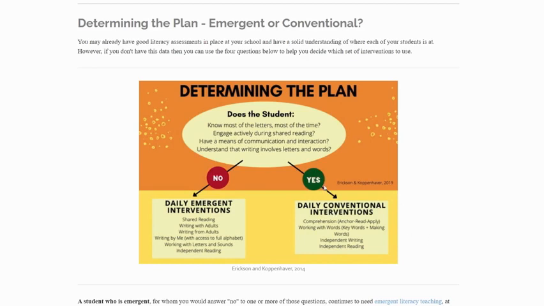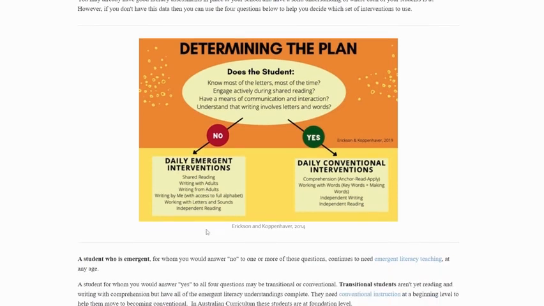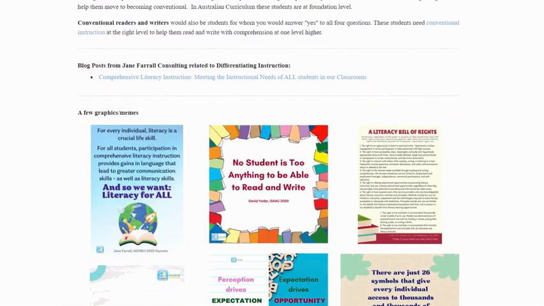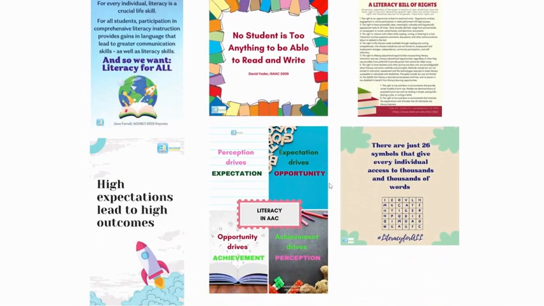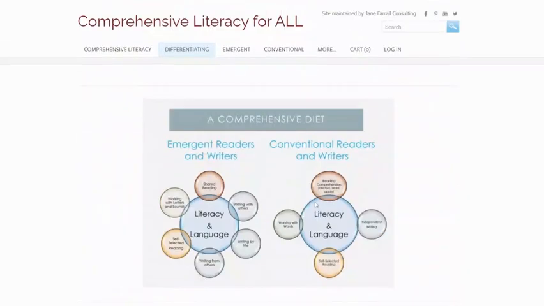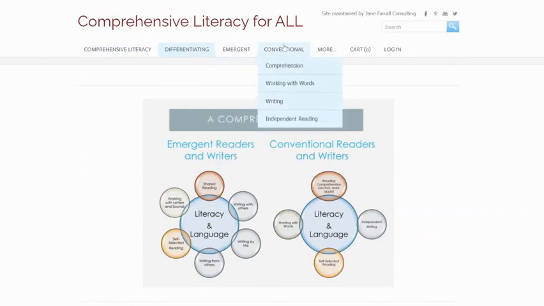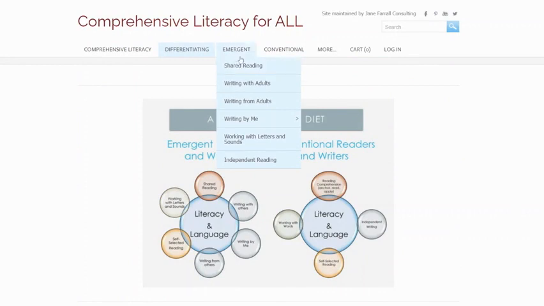If, however, not all of the answers to those questions is yes, we would look at supporting that student through daily emergent interventions, including shared reading, writing with adults, writing from adults, writing by me or independent writing, working with letters and sounds, and independent reading. So there's additionally some other graphics and means that you could share with staff or post around your classroom. And then if we go up to the top, you'll see there's more of that homepage, but we can dive into emergent and conventional supports here. So we're going to dive into emergent today.